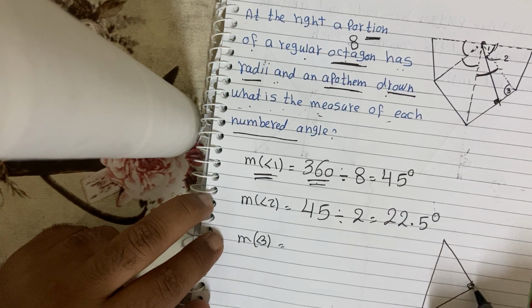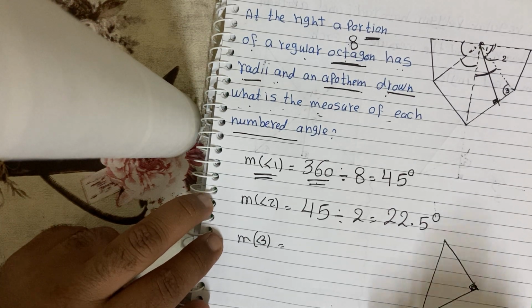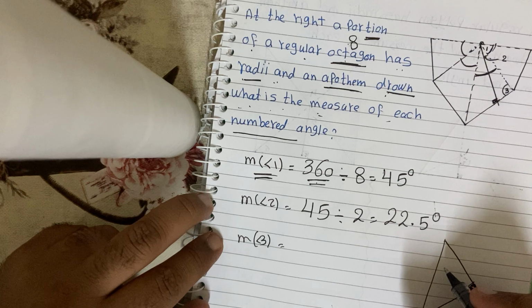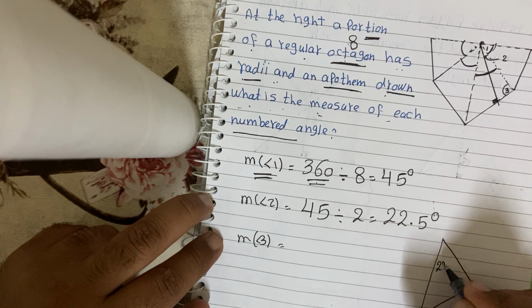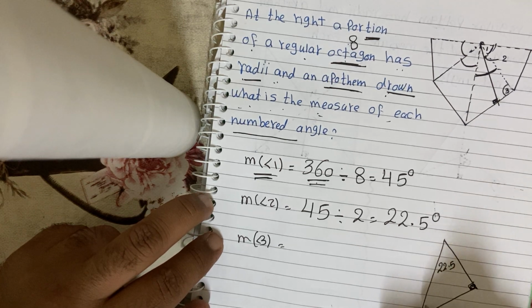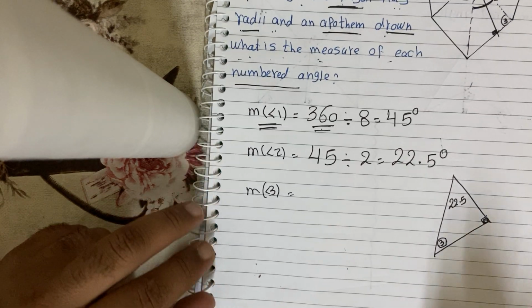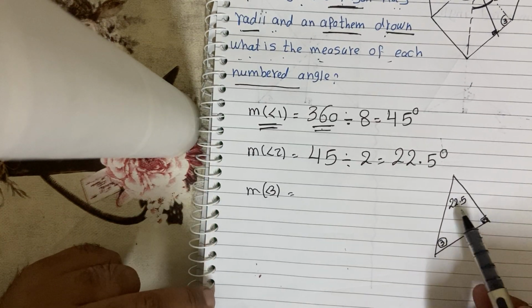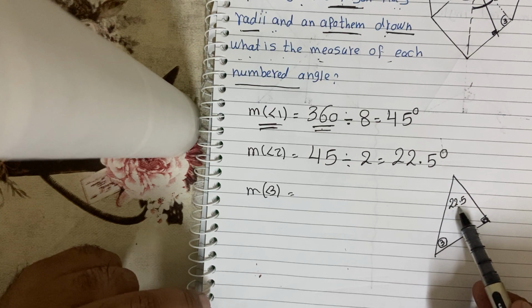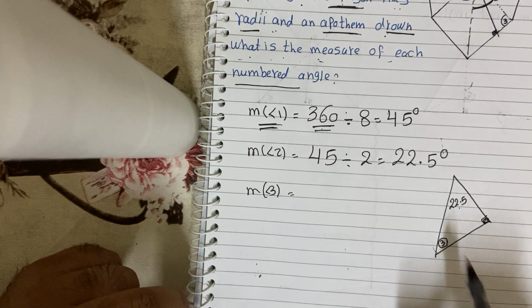This angle is 90 and this angle I already found at 22.5, and I need to find angle 3. This angle is 90, this angle is 22.5, and I need to find angle 3.